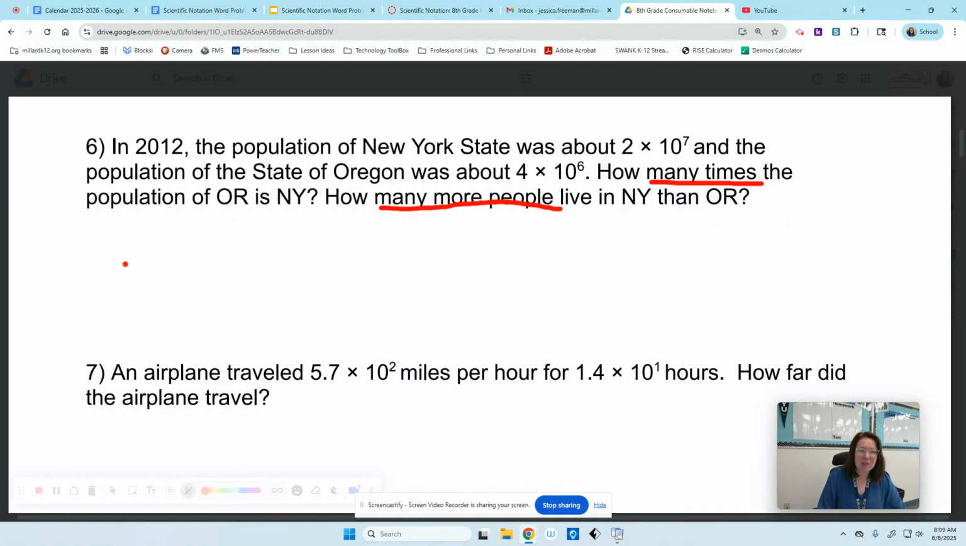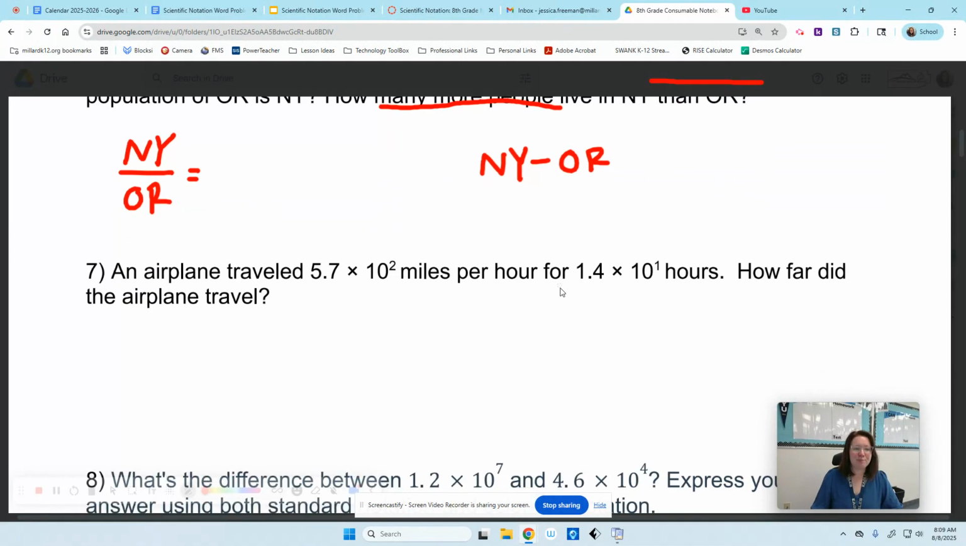So the first one means divide. I'd take my New York number divided by my Oregon number, and that'll tell us how many times the people could fit into New York people. And then how many more just means subtract. Can you tell NY is supposed to be New York and OR is supposed to be Oregon? So there we go. Don't forget your fraction button, and there you can just do the subtracting.